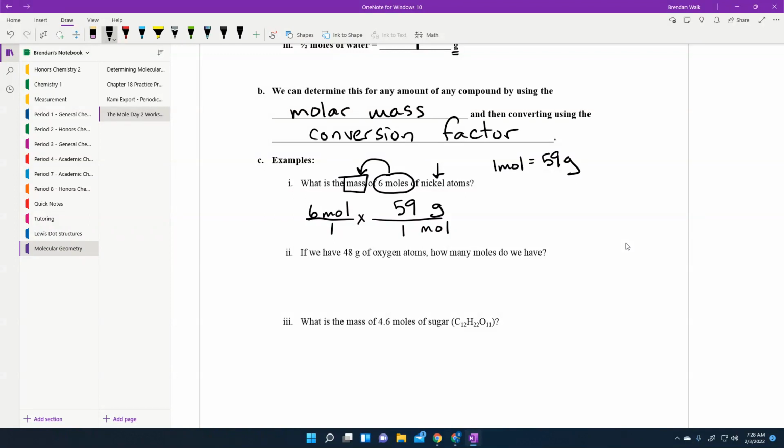Get my trusty calculator out. Should be what? 354.6 times 59 is 354. Moles and moles can cancel. The only unit that's left is grams, so that is our unit.